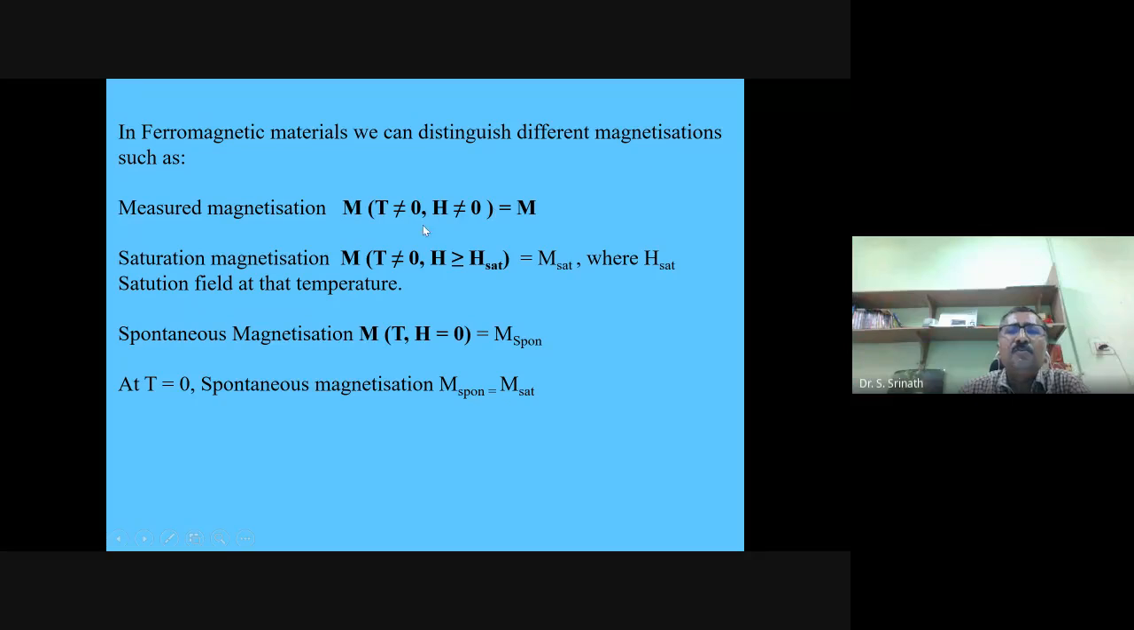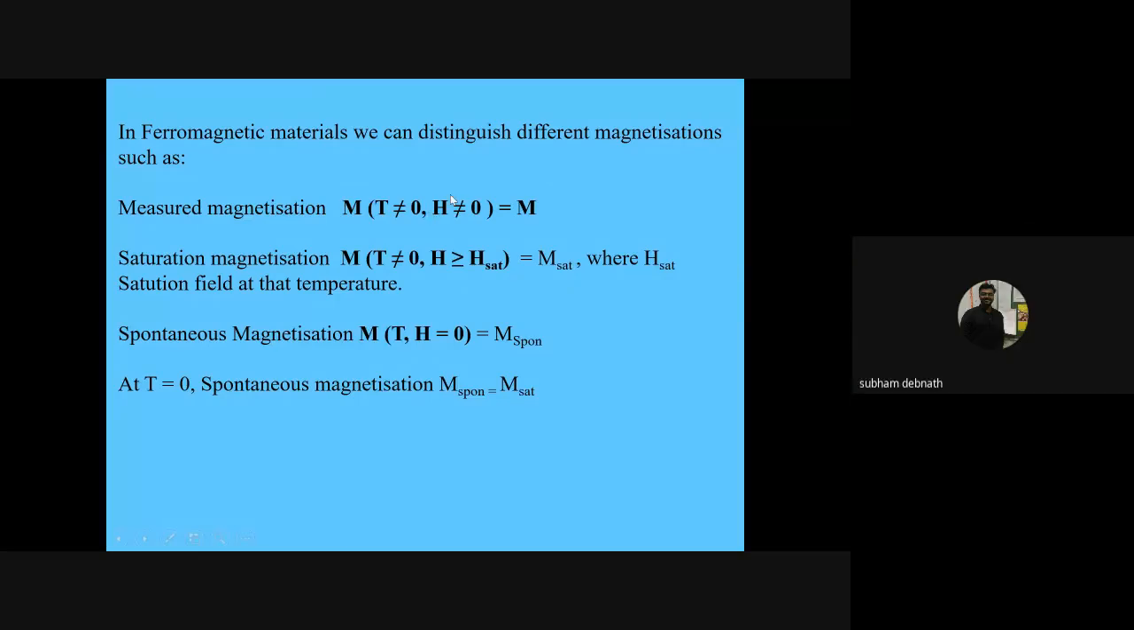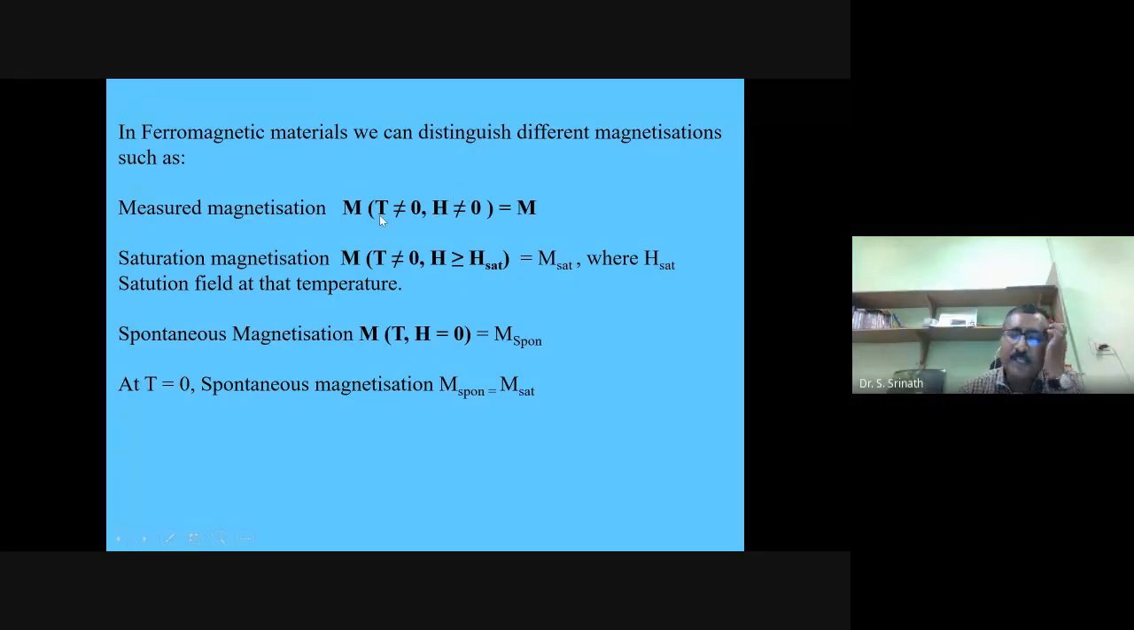What is the temperature? What is the field that you have applied to measure? Okay, so that is why, if you look carefully at this notation I am using, M depends on T as well as H, and both have to be not equal to 0. So if you say what happens at T equal to 0, of course it's the maximum magnetization. That is nothing but saturation magnetization. And if it is a ferromagnetic body, that is also equal to spontaneous magnetization.